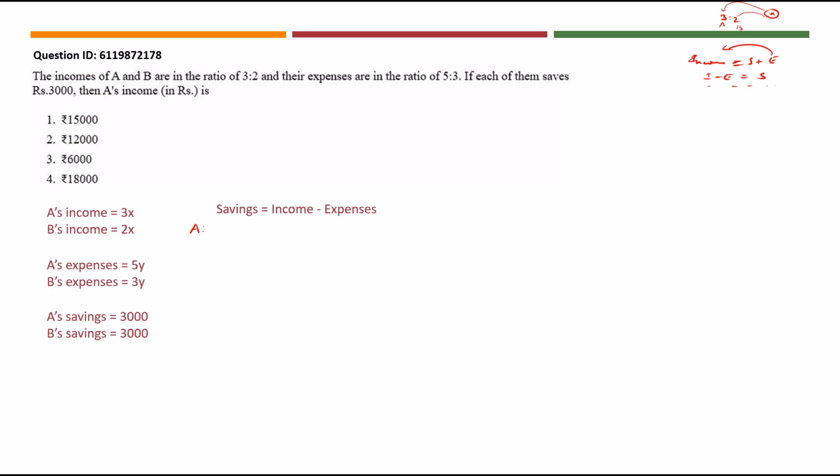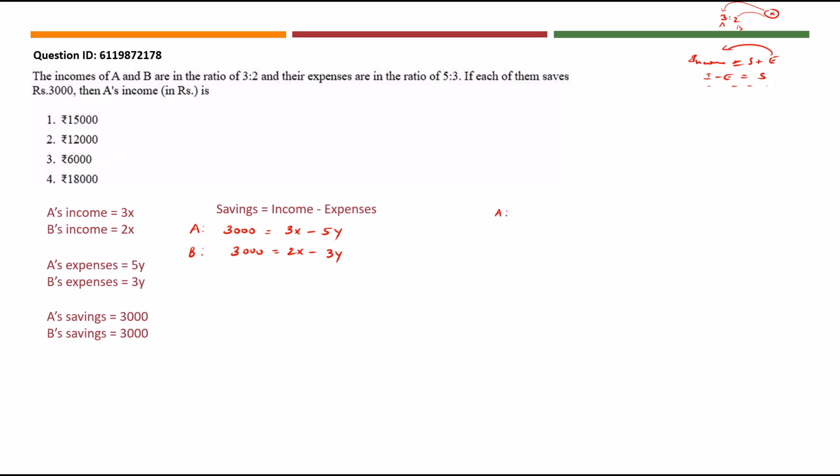So let's take A. Savings will be 3000. What is A's income? It is 3x. And what is the expense of A? It is 5y. What about B? The savings is 3000, the income of B will be 2x and the expense of B will be 3y. We have it in the form of equation. We have to solve the equation, find x or y, and using that value we have to calculate A's income. So let's solve the equation now.